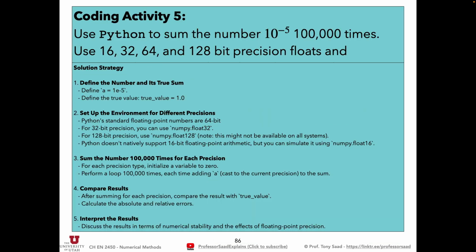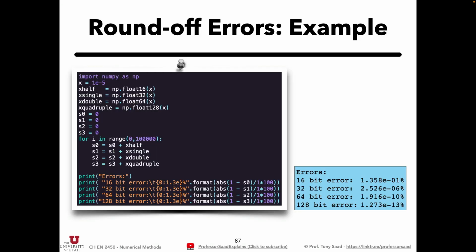So my plan, the solution strategy, is to define the number 10 to the minus 5 and then declare it in all of these precisions: a 16-bit representation, a 32-bit, 64, and 128 bits. Now, if you just do a for loop and add the number, you're welcome to try this code. You just copy paste it from the PDF and print it. What I'm doing here is taking that number, x, converting it to 16-bit, 32-bit, 64-bit, and 128-bit float, and then adding it 100,000 times.